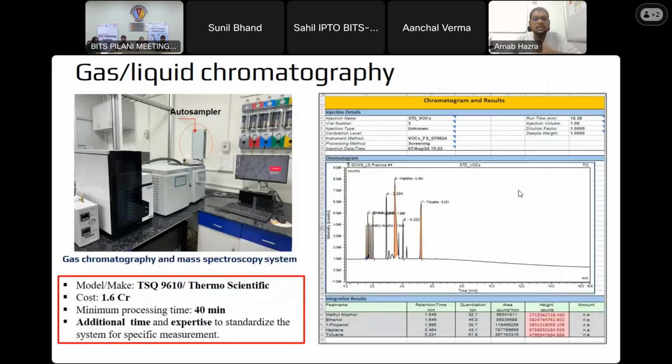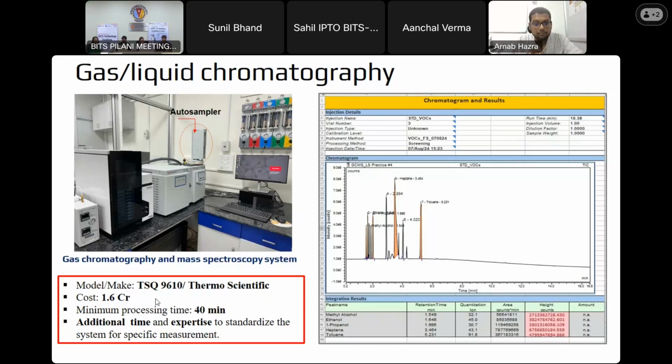You can see this gas or liquid chromatography unit installed in our lab, and we can analyze our sample in liquid phase injection by using an auto sampler. This is the typical result in spectrum form, and we can successfully isolate the different volatile organic compounds in a mixture. But if we look at the model and the cost, it is around 1.6 crore that we invested to install it. The minimum processing time is 40 minutes, with additional time for expertise and to standardize the system for a particular application, such as methanol contamination detection. So the system is very costly, time consuming, and expertise is required.